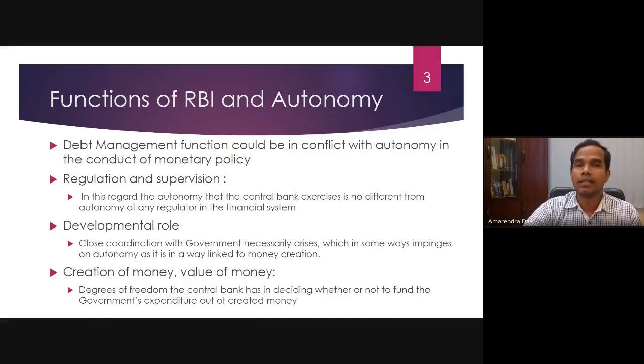Then comes the regulation and supervision role, and we will see that this can actually be done properly. Basically, the autonomy the central bank exercises is no different from the autonomy of any regulator in the financial system. So it can exercise its regulatory supervision on the commercial banks, on the entire banking system, the non-banking financial system, and the cooperative banks, just like any other regulator. Then coming to the developmental role, there has to be better coordination with the government of India, but sometimes we can see there could be conflict, or a hampering of the autonomy of the Reserve Bank. However, for the developmental role, there has to be better coordination with the government.